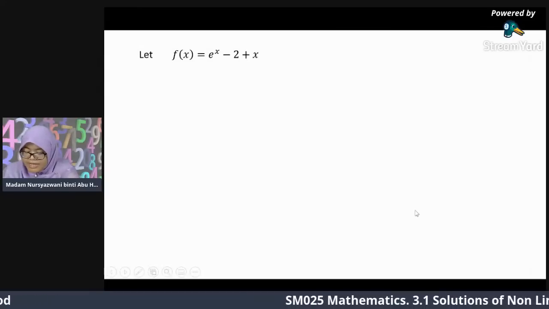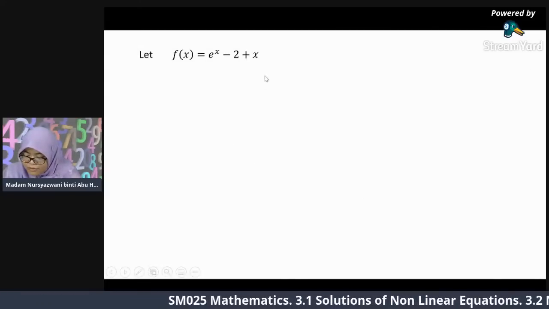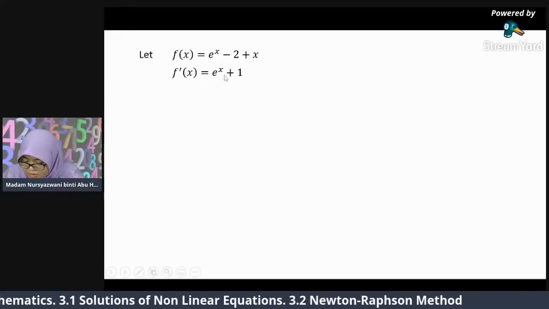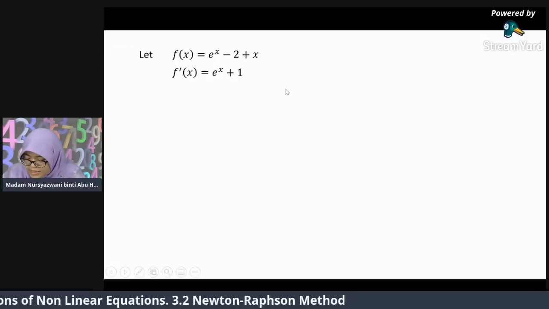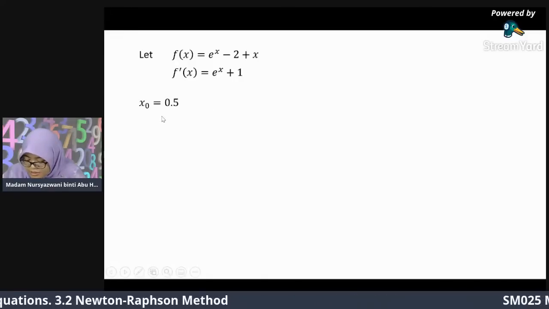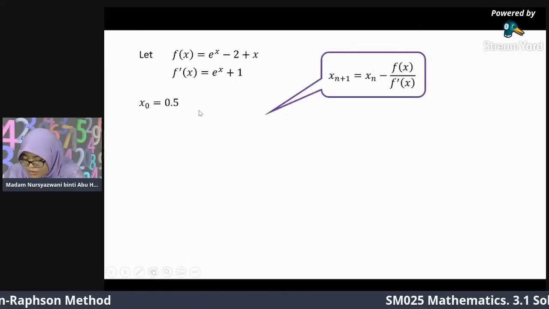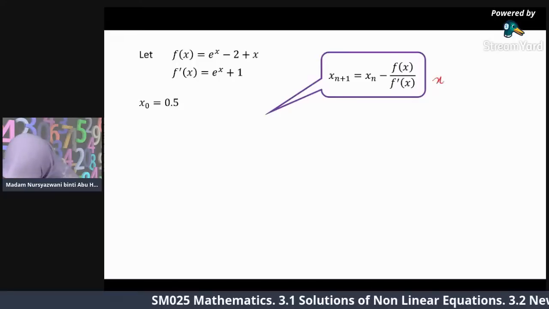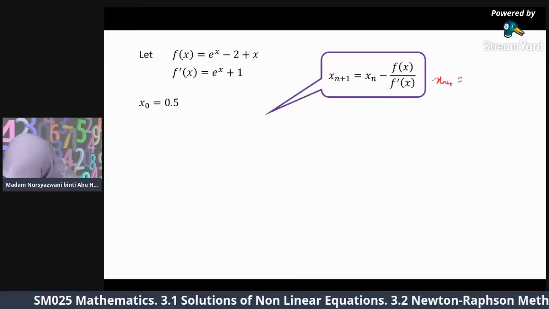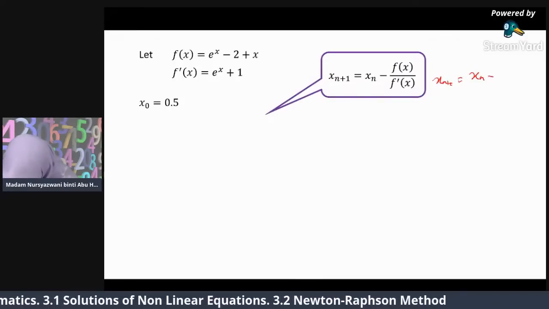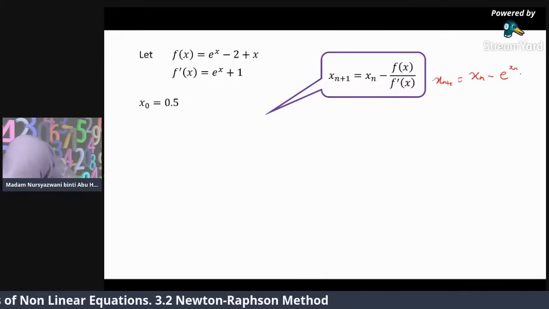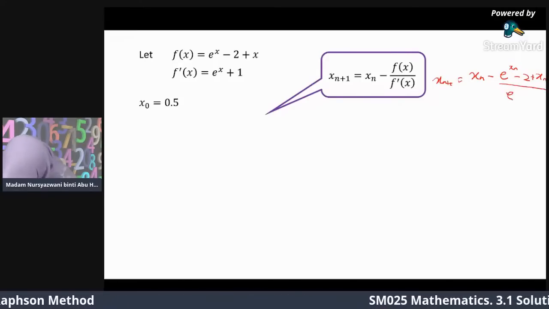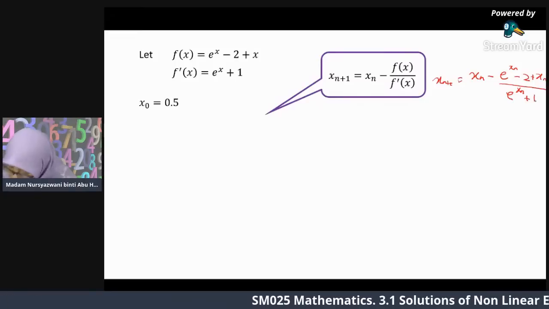Okay, so first we let fx equal to e to the power of x minus 2 plus x. Second step, we differentiate fx, so we get e to the power of x plus 1. Third step, we substitute first approximation into Newton-Raphson formula. So the new Newton-Raphson formula is xn plus 1 equal to xn minus e to the power of xn minus 2 plus xn divided by e to the power of xn plus 1.